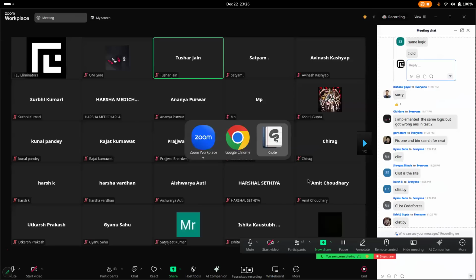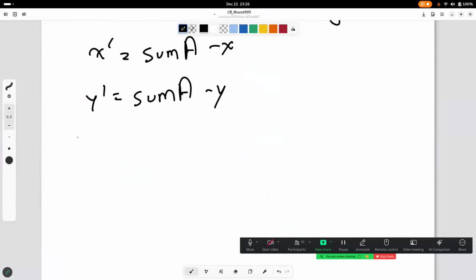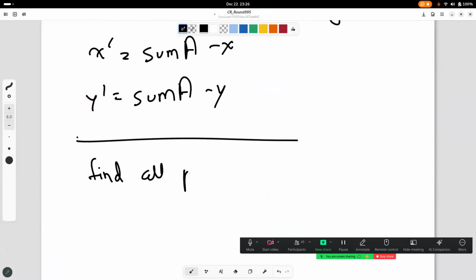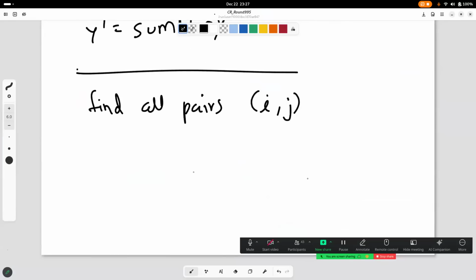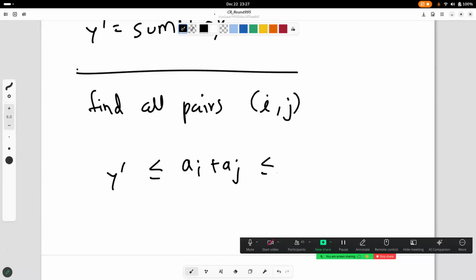Okay, right now, what our whole problem has been reduced to is: find all pairs i, j such that a of i plus a of j is greater than or equal to y dash and less than or equal to x dash.